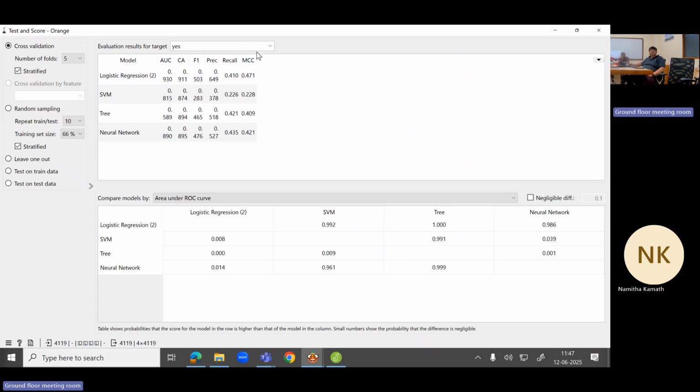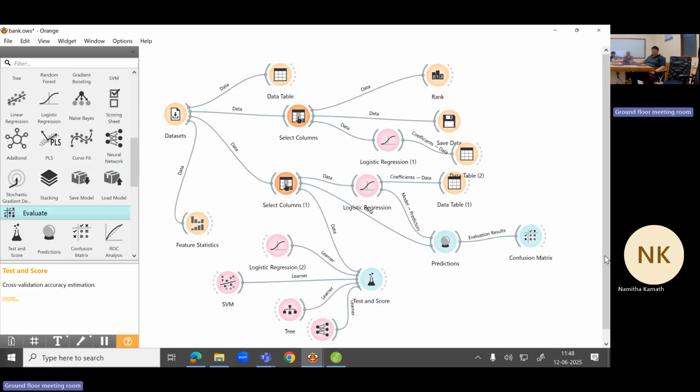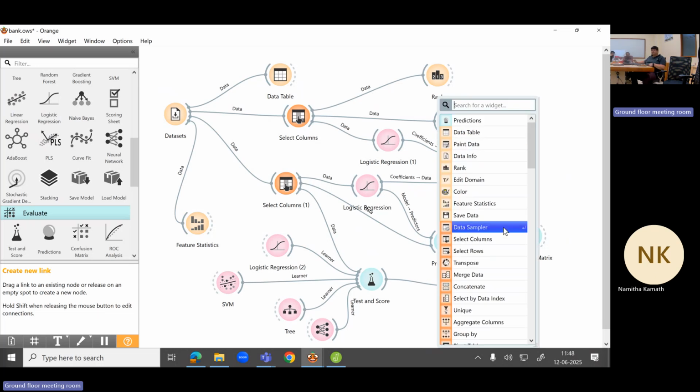Now comes the question. I can see that logistic regression is still better. Maybe, I don't know. If I go with the logic of majority rule, only logistic regression is fulfilling that condition. Isn't it? From test and score, I will take it to the confusion matrix. That is an interesting thing to see here.